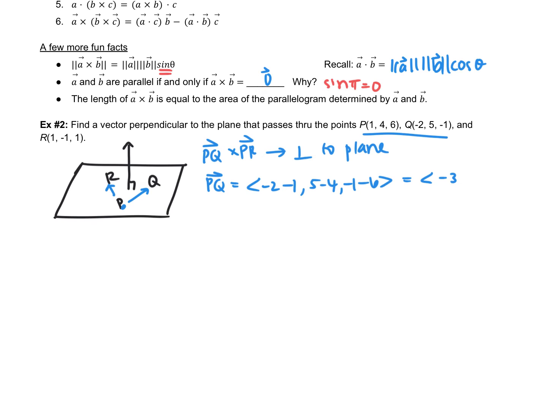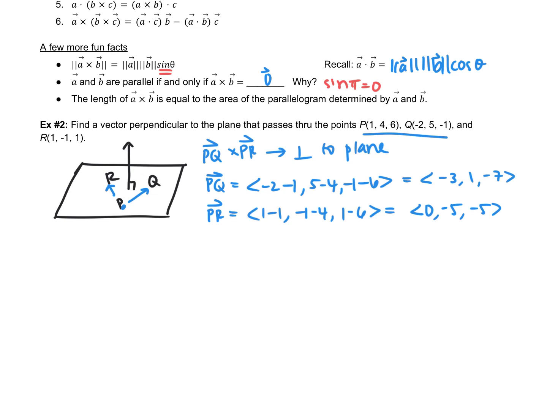So that gives me the vector -3, 1, -7. And then PR, so this is the vector starting at P, heading towards R. So I'm going to have 1 subtract 1, -1 subtract 4, and 1 subtract 6. So this will give me 0, -5, -5.